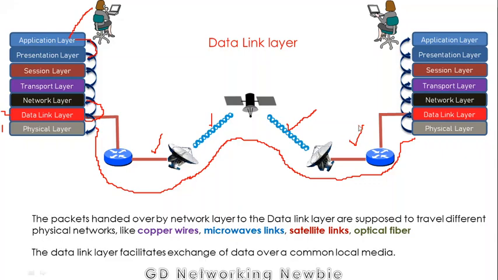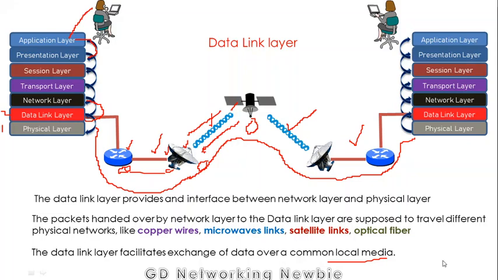The data link layer has to facilitate the exchange of data over a common local media. So common local media means this. When we are talking about a single medium, from this point to this point, this is local media. From this point, this is local media. The data link layer's job is to carry data from this point, and then from this point. This is called hop-to-hop transmission or node-to-node transmission. We will discuss this point later on. So this is the meaning of common local media.